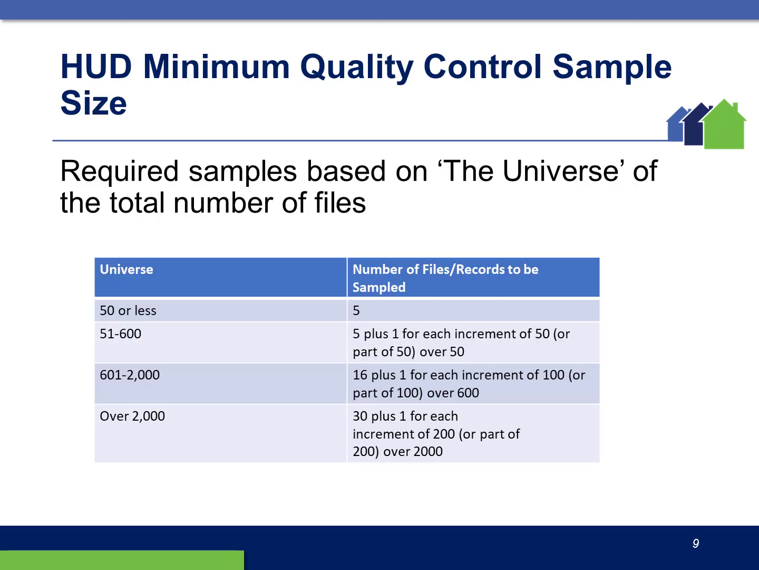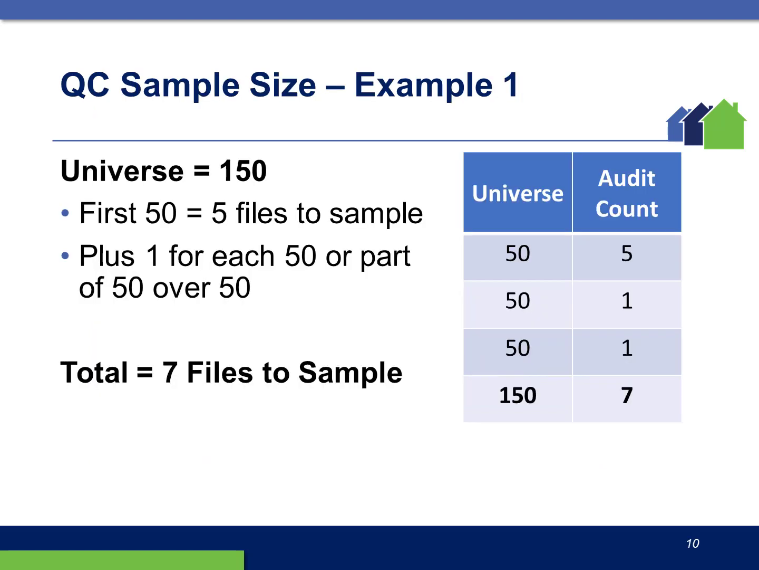HUD sets the requirements for the sample size for each of these 5 indicators just mentioned. The sample size is based on the universe of the total number of files. Depending on the universe size, you will need to select a particular number of files or records to review. The following slides will describe how to determine the universe.